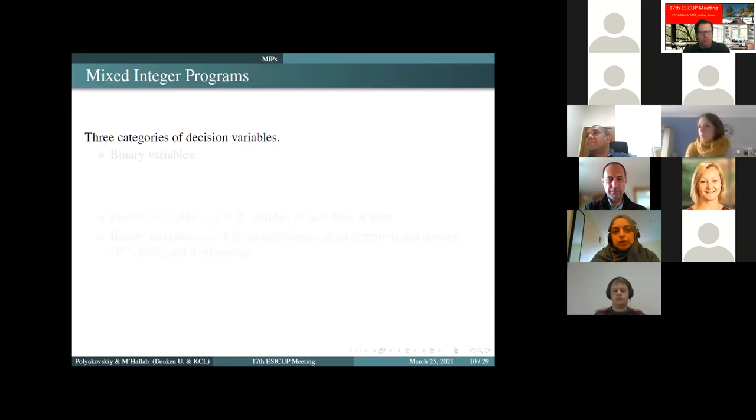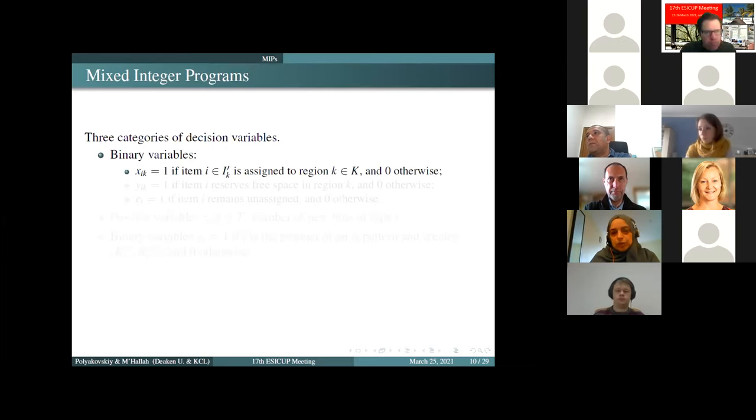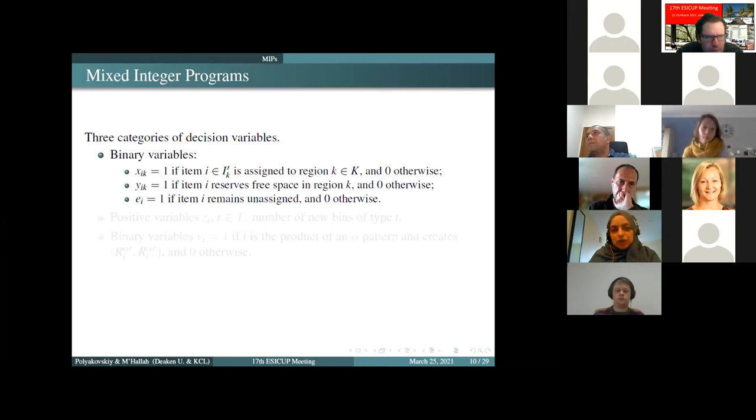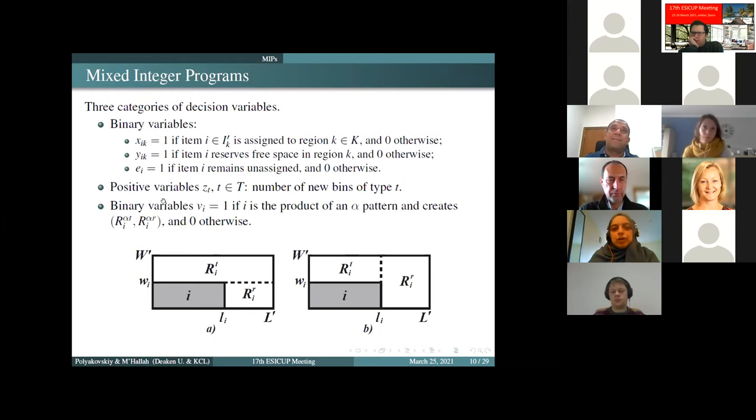We are going to use in our mixed integer programs three types of variables. The first variable is x_ik, which assigns an item to a bin. Then we have y_ik, which is going to reserve free space in future iterations. And we are going to have e_i, which is the items that remain unassigned during an iteration. After that, we are going to have positive variables that are going to estimate the number of bins that we will need in future iterations for a given type of bins. And we are going to have the binary variables, which are going to determine the type of the cut, and whether the regions that we are going to obtain are going to be these two or these two.